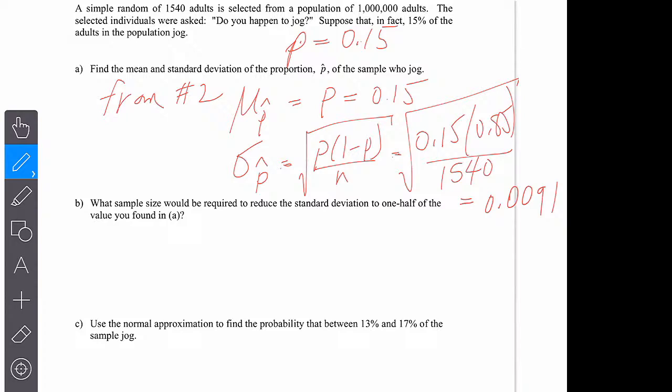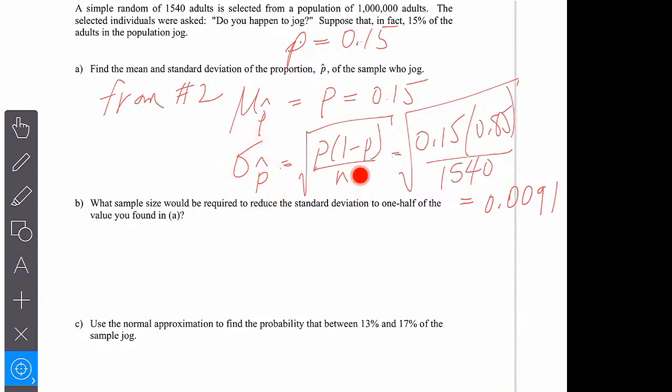All right. Next problem. What sample size would be required to reduce the standard deviation to 1/2 of the value found in A? All right, this is the standard deviation with a sample size of 1540. And I mentioned in the notes in the SDS unit, this is all SDS material, that if you want to influence the standard deviation, you need to change the sample size, right?